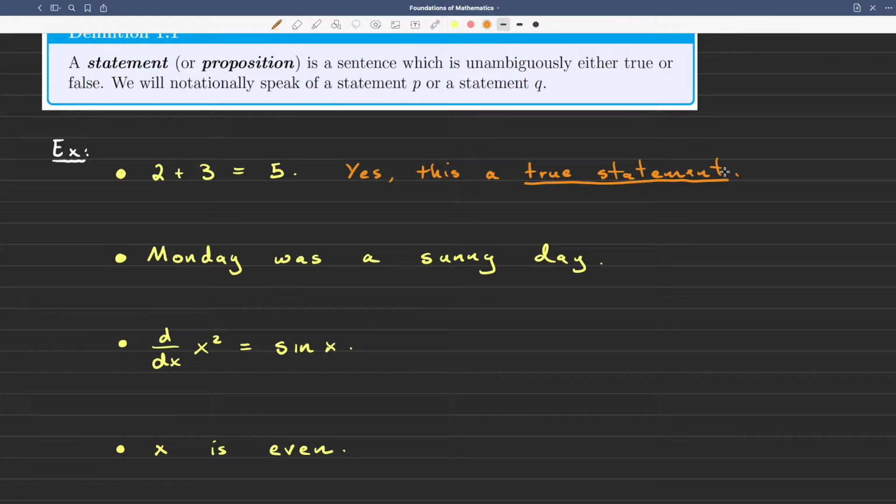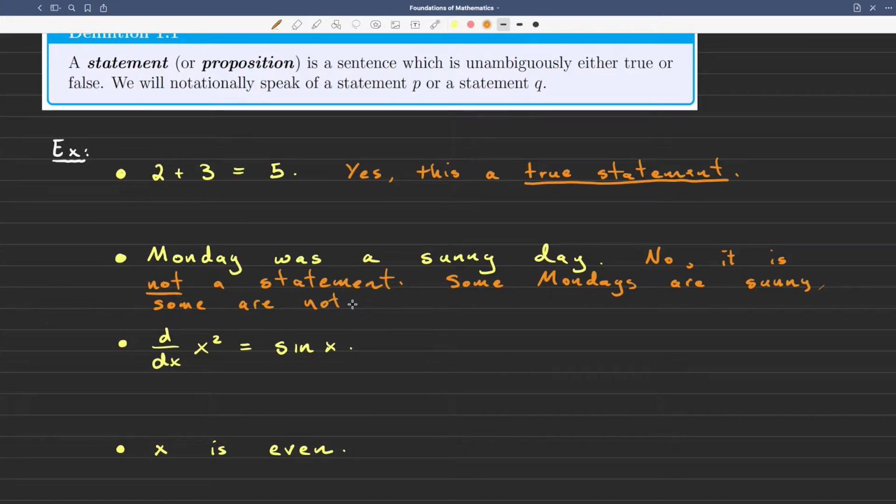Okay, the second example, Monday was a rainy day. Is this sentence unambiguously true or false? I don't think so, because there are lots of different Mondays, and sometimes it would have been a sunny Monday, and some days it would have been a rainy or cloudy Monday. So I would say no on this one, not a statement, because some Mondays are sunny, some are not.